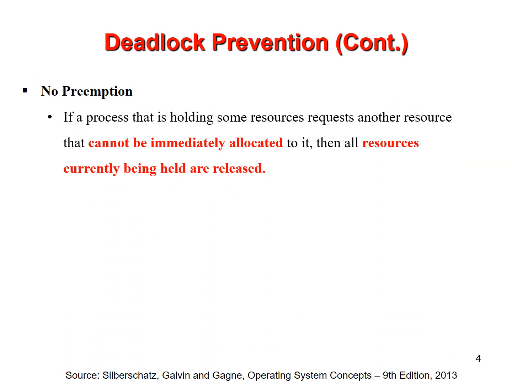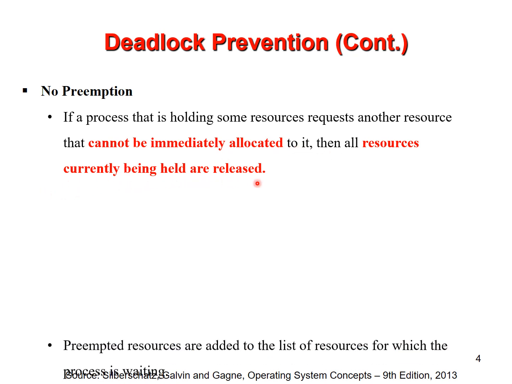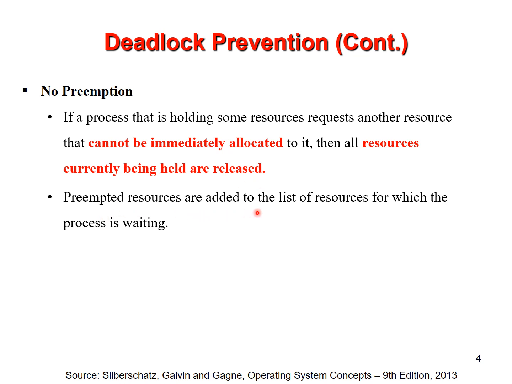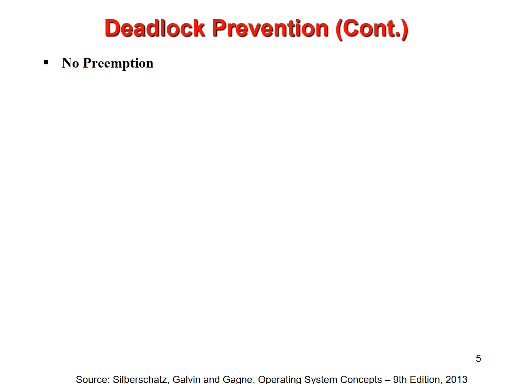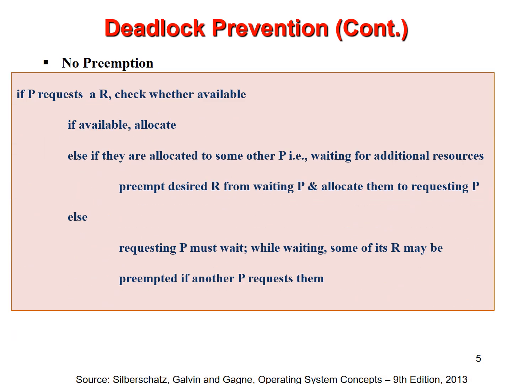No preemption. If a process is holding some resource and is requesting another resource that cannot be immediately allocated to it, then all resources that are currently being held are released. Preempted resources are added to the list of resources for which the process is waiting. The process will be restarted only when it can regain its old resources as well as the new ones that it is requesting. No preemption. Let us see how it works.